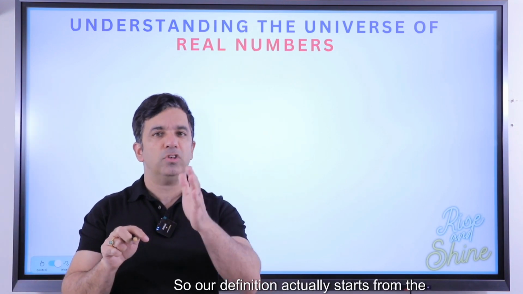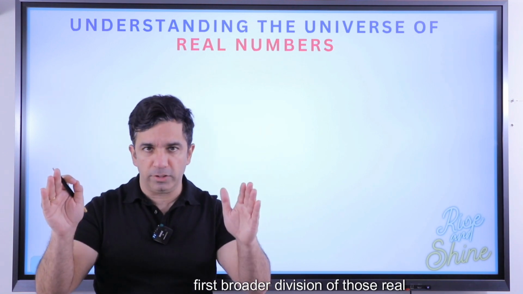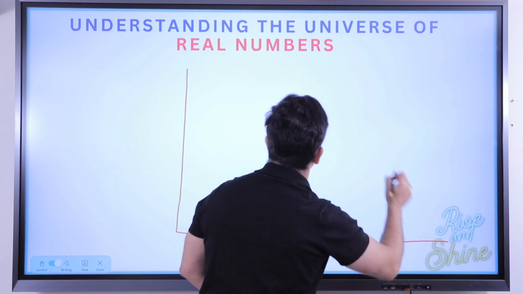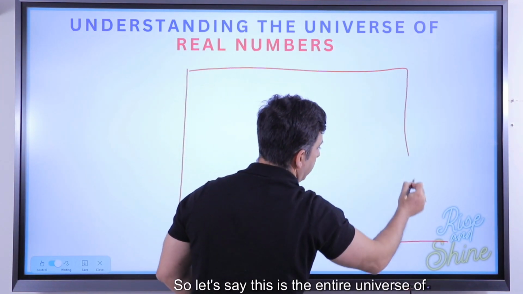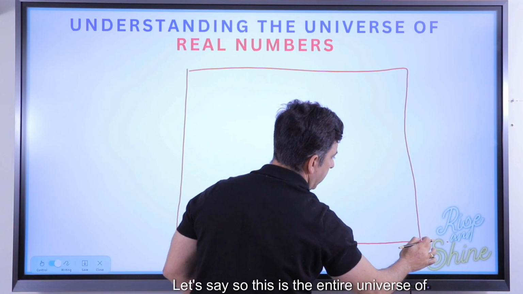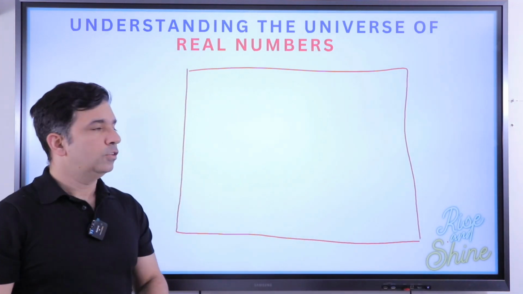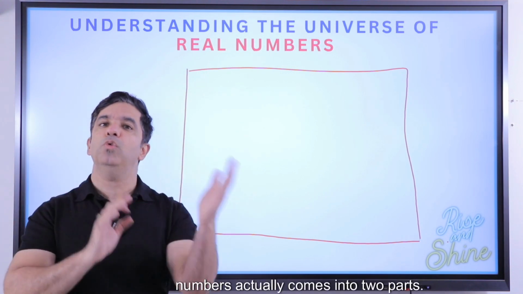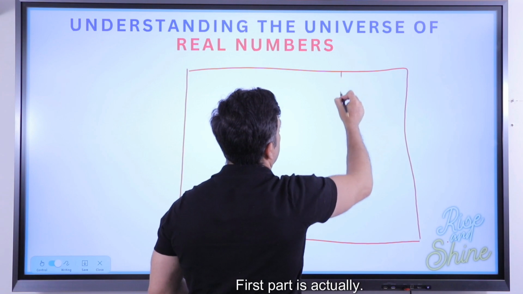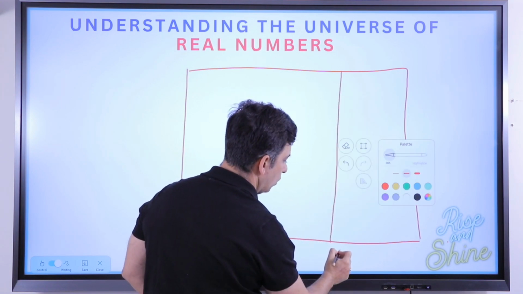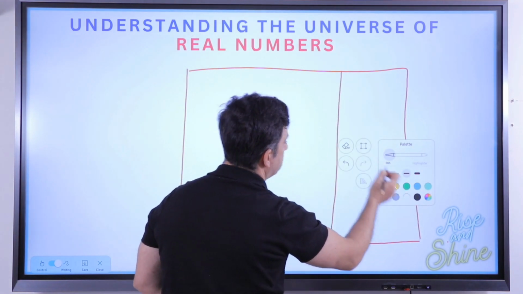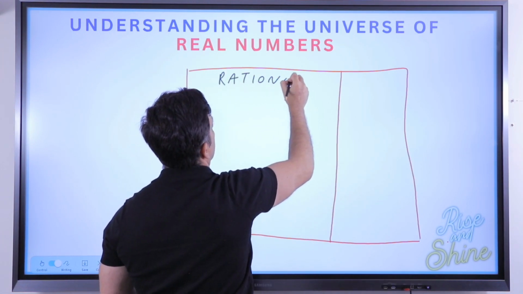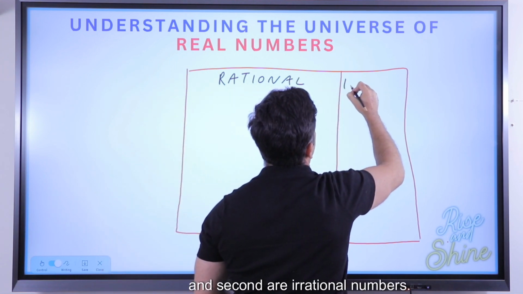So our definition actually starts from the first broader division of those real numbers. Let's say if I just create this box. So let's say this is the entire universe of real numbers. The first division of these real numbers comes into two parts. There are two names now. The first name is rational numbers, numbers which are rational. And second are irrational numbers.